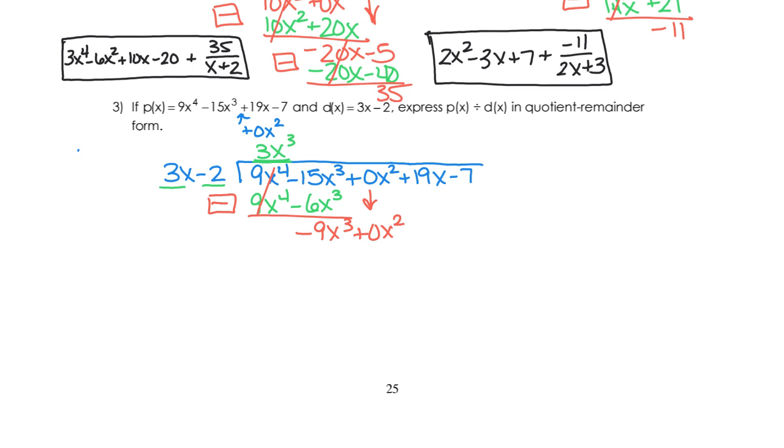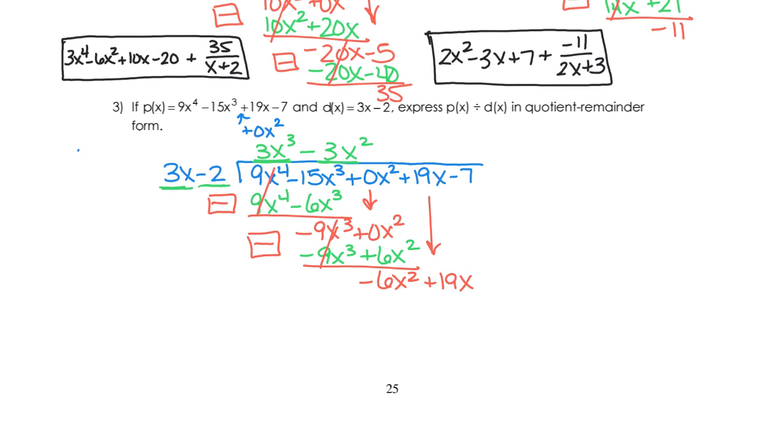And back up at the top, we're going to need a negative 3x squared. So that negative 3x squared times 3x is negative 9x cubed. Negative 3x squared times negative 2 is a plus 6x squared. Go ahead and subtract. First set of terms cancel. And 0x squared minus 6 is going to be a negative 6x squared. We're going to bring down our plus 19x.